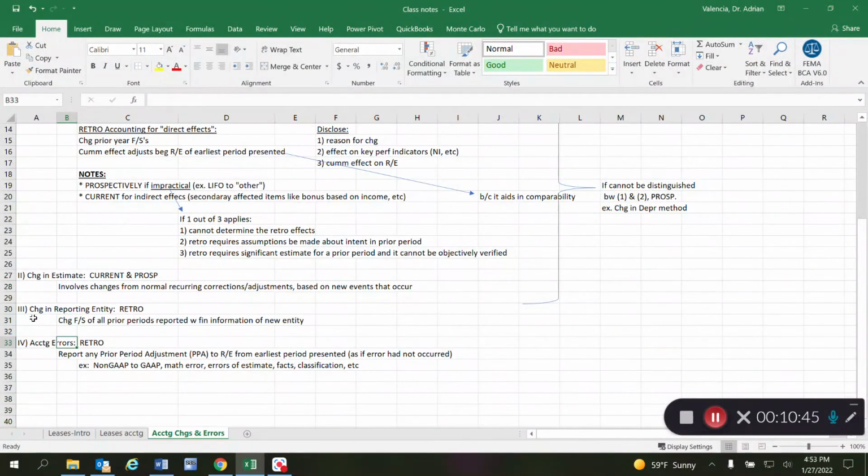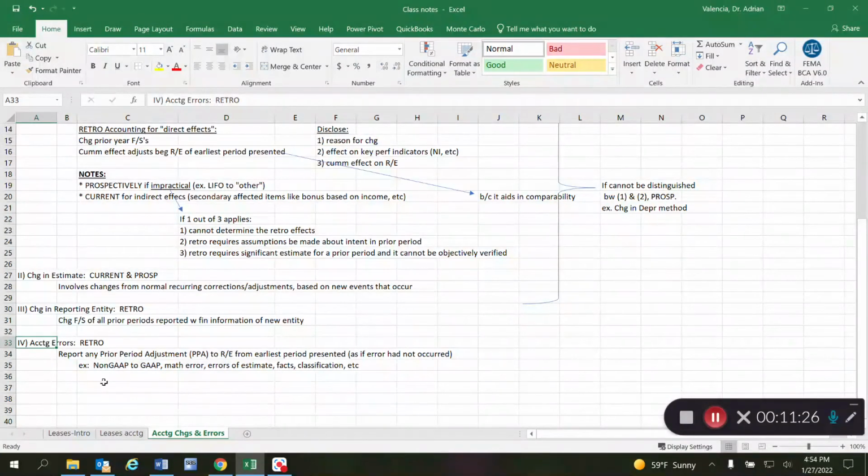Now, finally, we have accounting errors. And with accounting errors, we're going to apply this retrospectively as well. We will report any prior period adjustments to retained earnings. And similarly to what we said before in terms of how we deal with changes in accounting principles, same thing here. We will adjust retained earnings to the earliest period presented. And the idea is we're trying to show financial statements as if the error had never occurred. So obviously retained earnings needs to be adjusted because any expenses or revenues would have been closed.